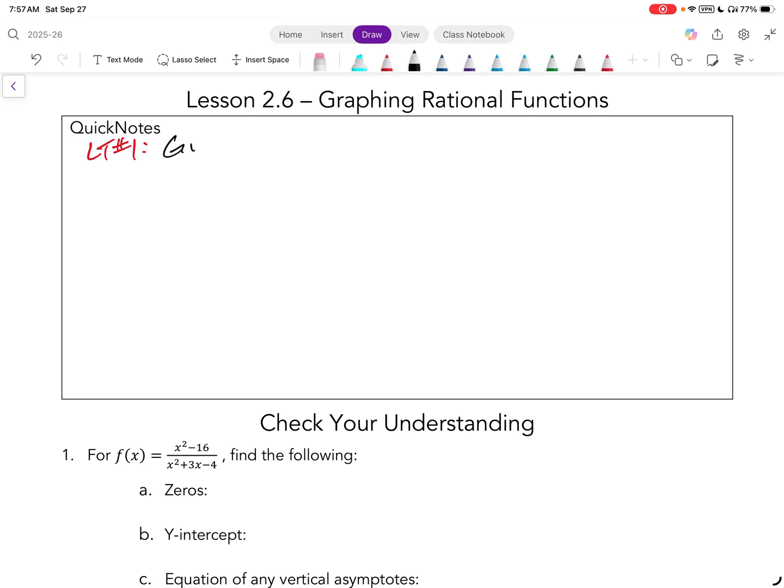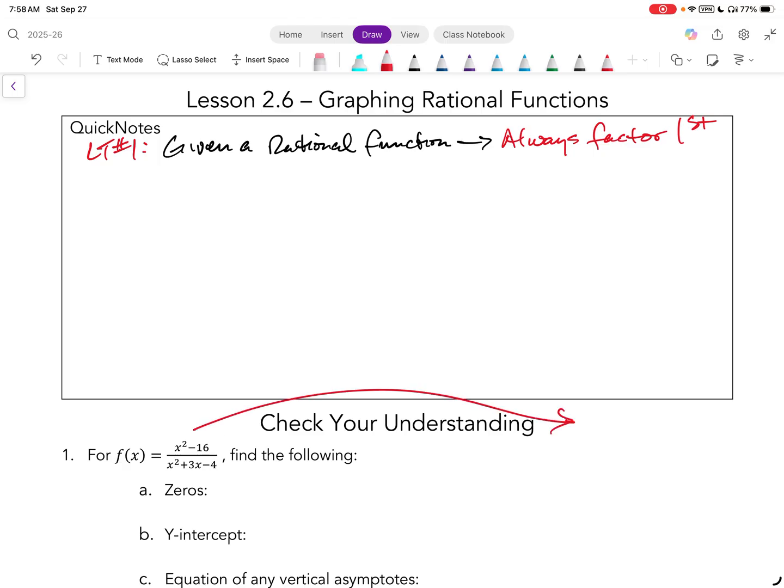Okay. First of all, given a rational function, okay, always, and put this in red, always factor first. Always factor first. As you can tell in our check for understanding here, look at it. This is in standard form, and what we're going to have to do right here is factor the polynomial before we find the zeros in the y-intercept or anything. So if they don't factor it for you, well, guess what? You're going to have to factor. Okay, that's the first one.